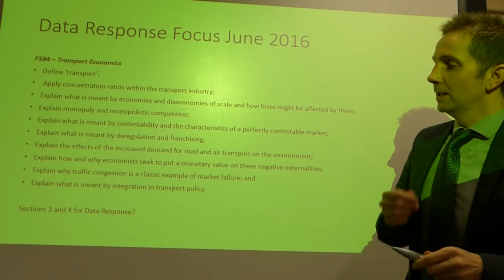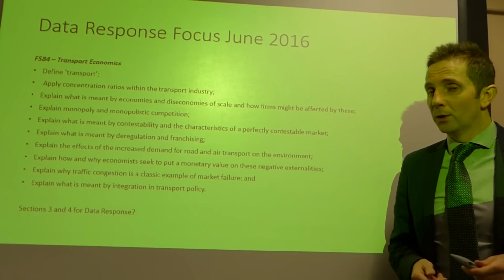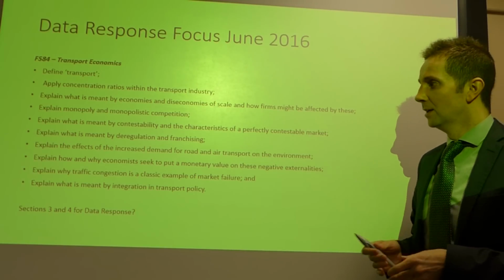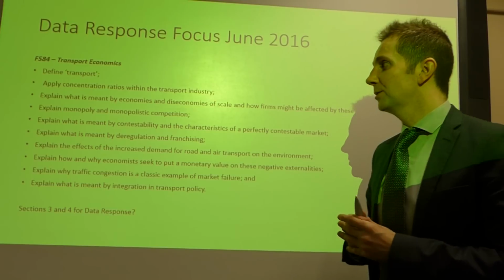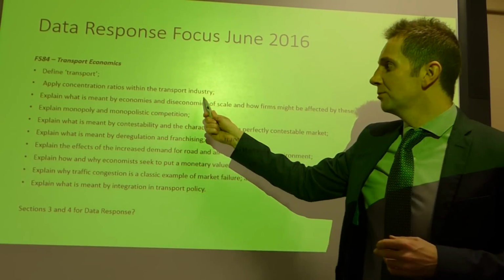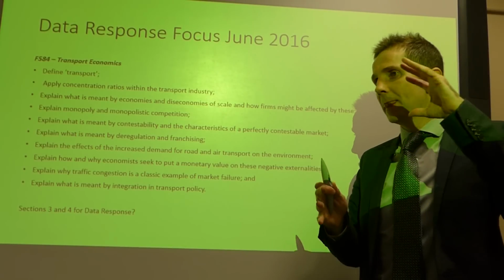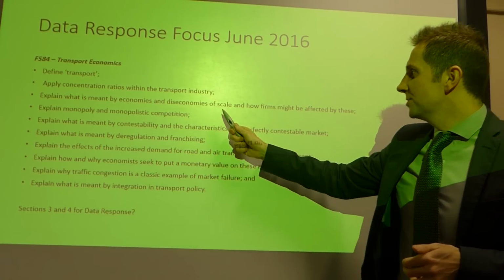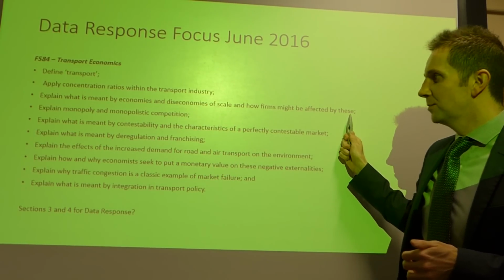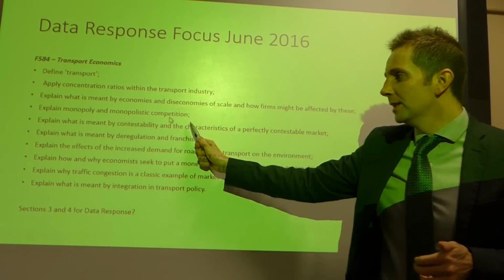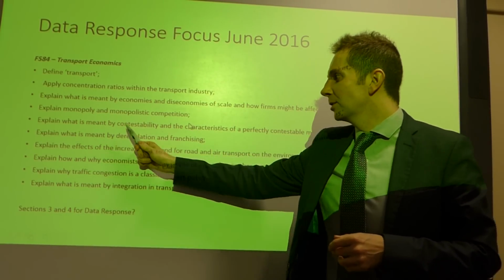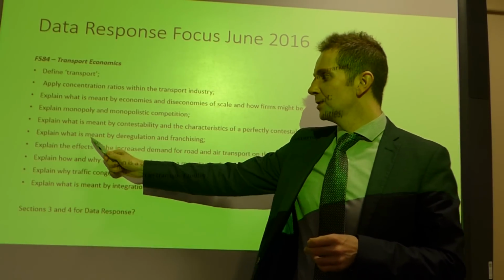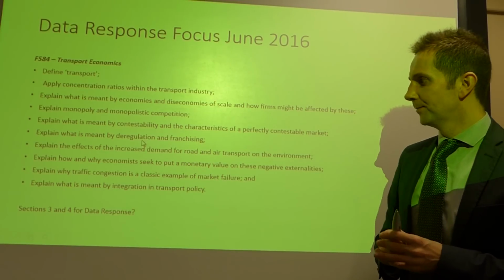And in terms of focus for data response then, things which haven't really been assessed in the previous three sections would be these things. So being asked to define simply transport, to apply concentration ratios within the transport industry. You might be given a certain market and some data and asked to calculate it. Explain what's meant by economies and diseconomies of scale and how firms might be affected by these. Explain monopoly and monopolistic competition. Explain what's meant by contestability and the characteristics of a perfectly contestable market. Explain what's meant by deregulation and franchising.